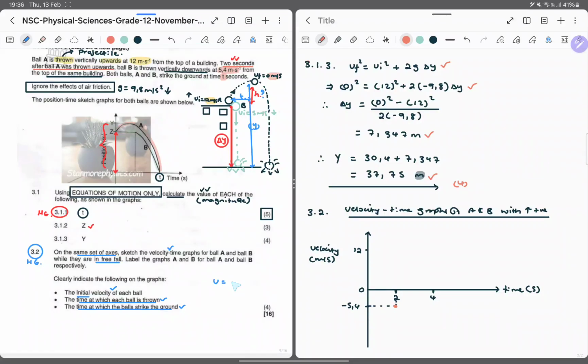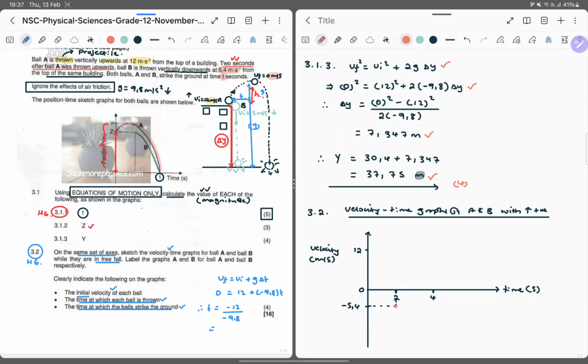V equals U plus G T. Oh, and then you don't use these formulas, my lord. Vf is equal to Vi plus G delta T. We know at maximum height v is 0. It came from 12 plus into minus 9,8 T. Therefore, T is going to be minus 12 divided by minus 9,8.